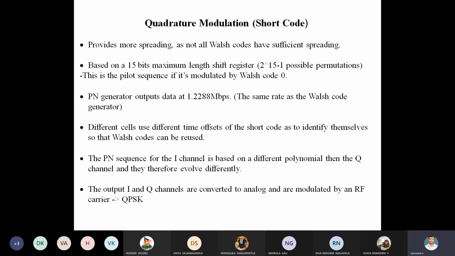Next, we have quadrature modulation, QAM. In the QAM modulation, the input data is coming, and we have to add a PN sequence. The PN sequence is applied either in phase or in quadrature phase: in phase in one direction, quadrature phase in the other direction. Then it transmits. Here the output of the PN generator is 1.2288 Mbps.